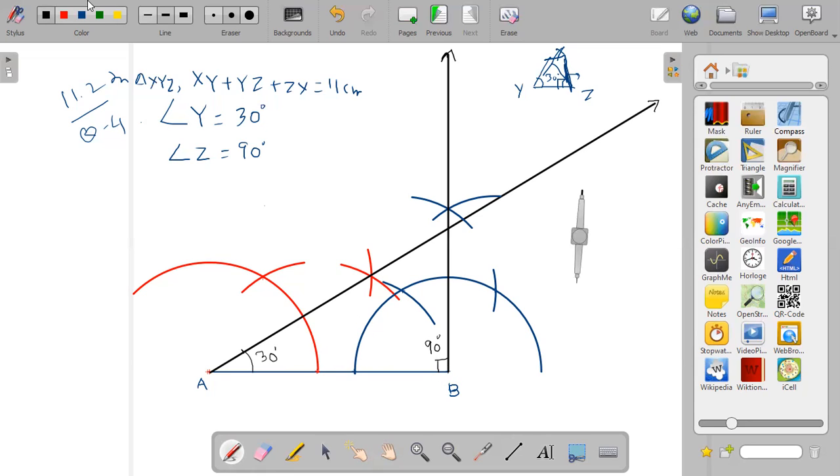Bisector of these two angles, I will change the color. Now I will take green color. Okay. So we need only the 30 degrees and 90 degrees on both sides, and now we will draw the bisector of this 30 degrees and the bisector of 90 degrees. So bisector of 30 degrees, draw the bisector of 30 degrees, angle bisector.